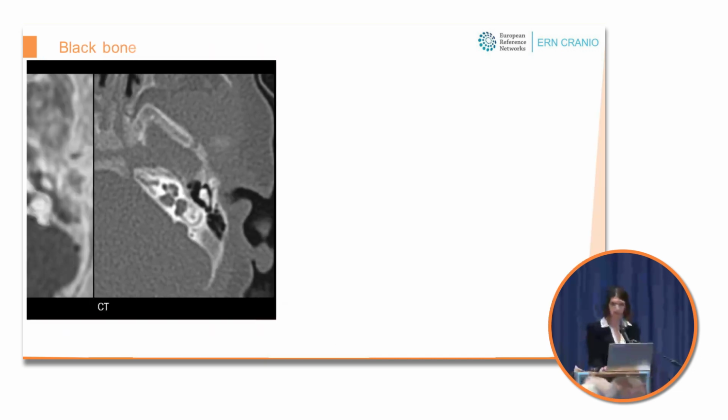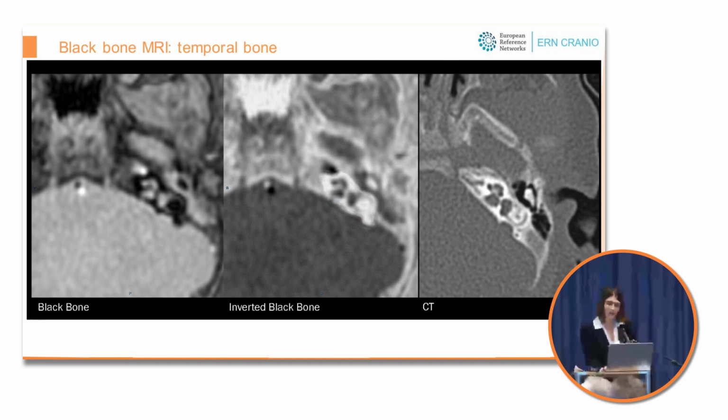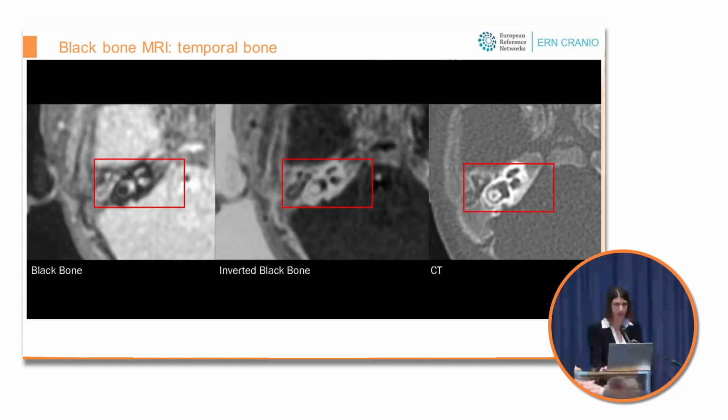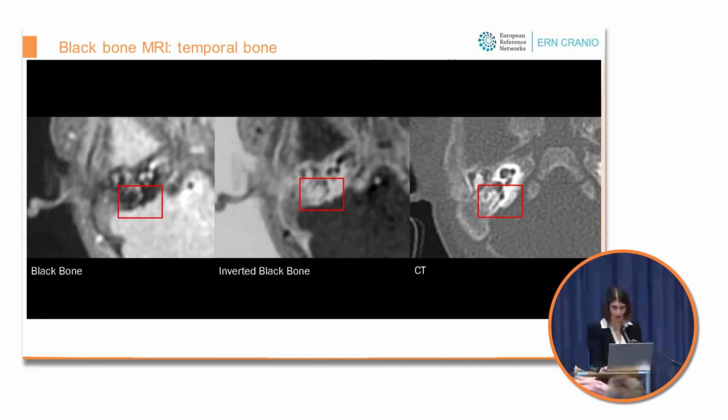Some structures that are typically investigated on CT are nicely visible on black bone MRI, including the otic capsule that is nicely hyperintense on inverted black bone and is usually not evaluable on MRI, the cochlea and the modiolus that is nicely enhanced on inverted black bone, the superior semicircular canal, the lateral semicircular canal, the posterior semicircular canal.